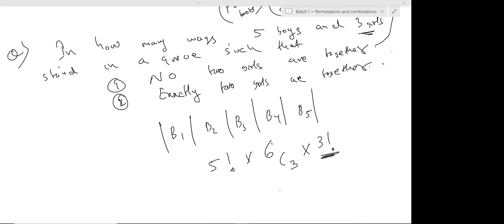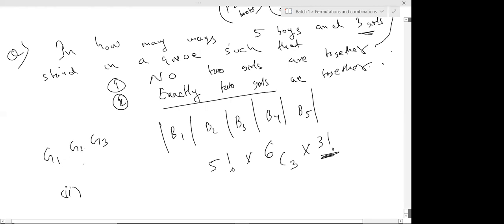All right. Now the second part. Second part is interesting. They are saying exactly 2 girls sit together. All right. Exactly 2 girls, not 3. So first, let's create bundles, right? Whenever they say together, we need to make a bundle. So we have 3 girls, G1, G2, G3. I need to create bundles of 2. So in how many ways can I do this? 3C2. 3 girls, I need to choose 2, right?